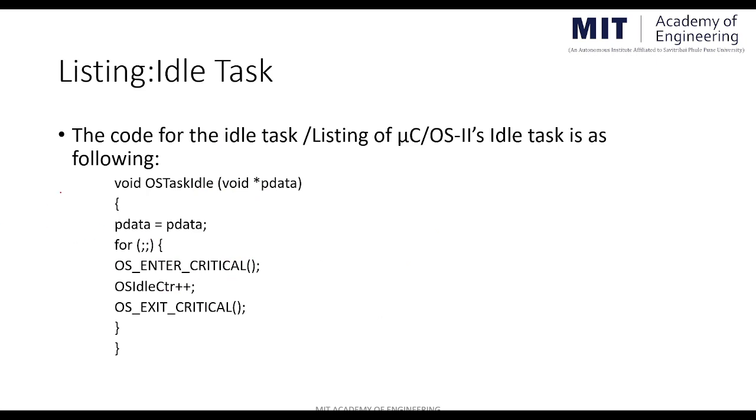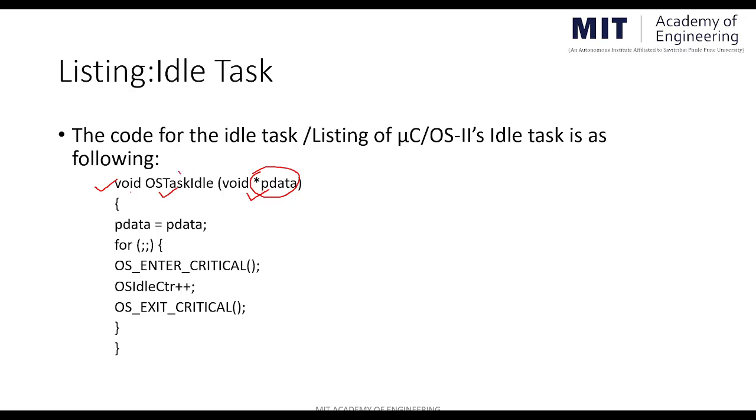Now we have to see the listing of the idle task. Listing is nothing but the small code which is written into the kernel. So see, this is the code for the task. Already we have seen how to write the task, how to sketch the task. Whenever we have to write any application task, the syntax is already seen in the previous video. There is one return type, the name of the task, and one argument, that is the star p data, which holds the address of your task in the memory. So this is the required syntax to create or to write any task.